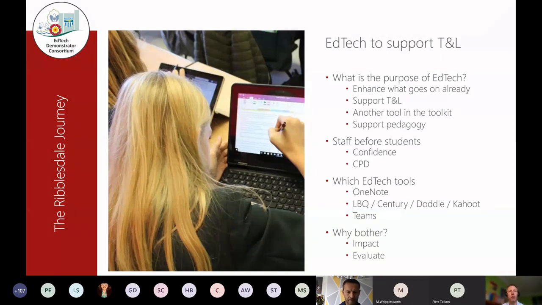And then maybe you start to look at using OneNote, and obviously you've all got an interest, and probably a lot of you are already starting to use Teams as an EdTech tool. But you need to decide as an organisation, obviously with input from others in other schools, which EdTech tools you think are important.